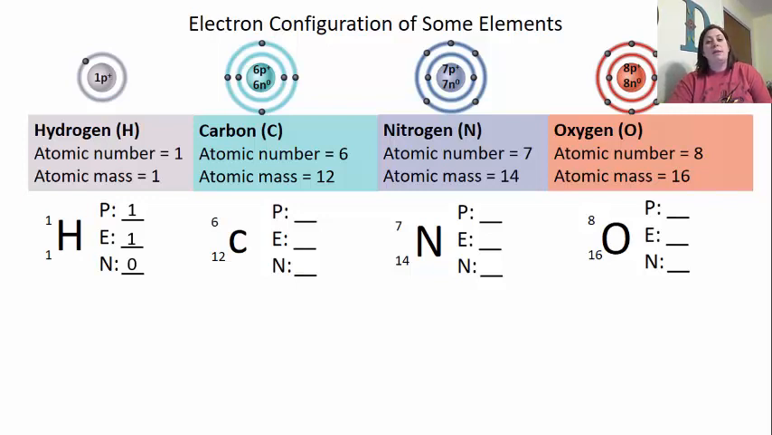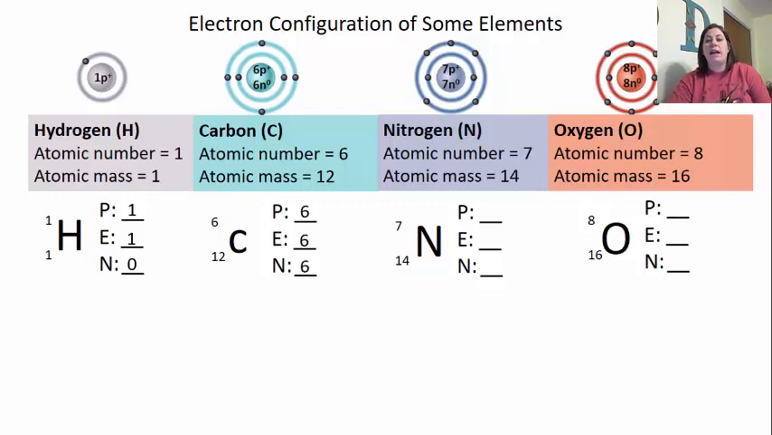If we look at carbon in this case, the atomic number is 6, therefore there are 6 protons. The electrons are going to also be 6 because 6 minus 6 gives us 0, the neutral type of atom. And then the atomic mass is 12, so we do 12 minus 6 because we want to do the atomic mass minus the number of protons to get the number of neutrons, and in this case there are 6.